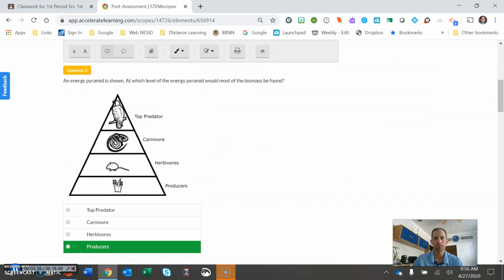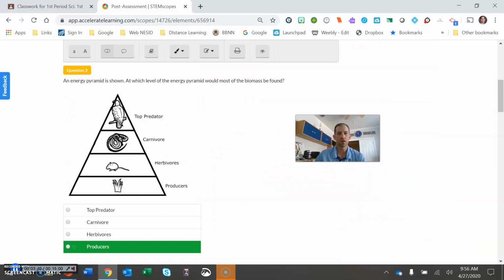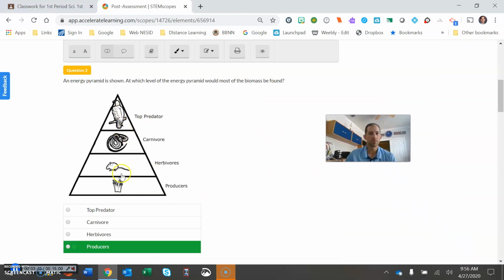Down here, we've got a pyramid. This is that food chain, very similar to the one you created. We need to know which level of the energy pyramid has the most biomass. We've been saying bio means life, mass is matter, and we know that we have the most biomass at the bottom of a chain. So in this case, the answer is the producers.